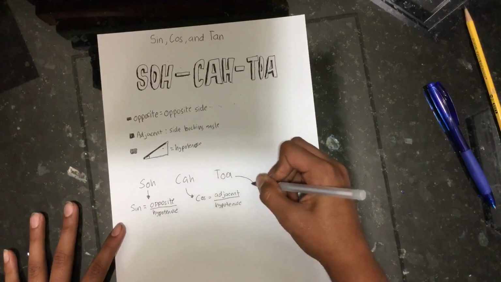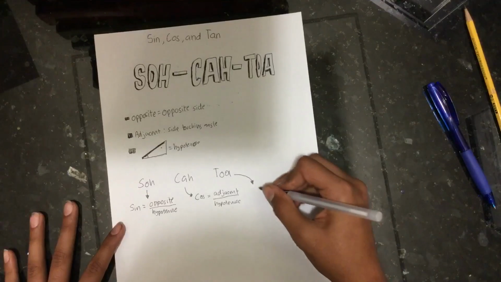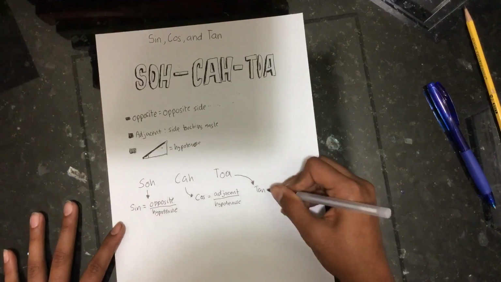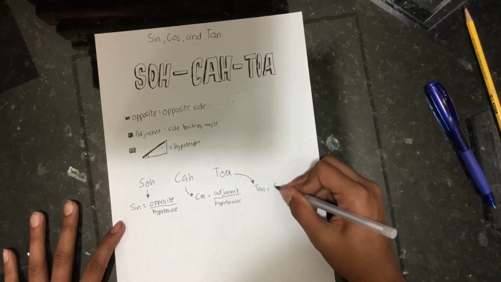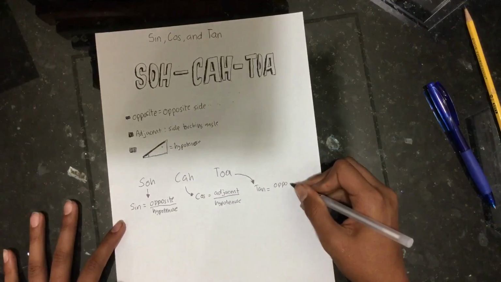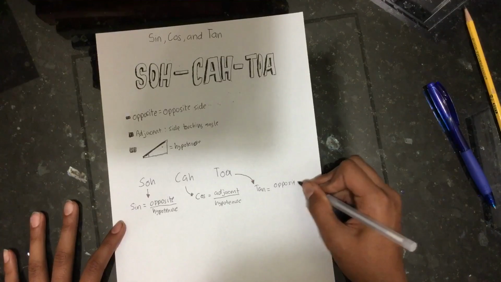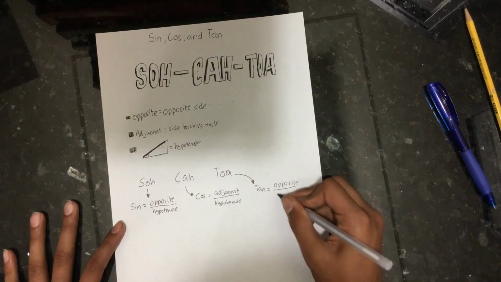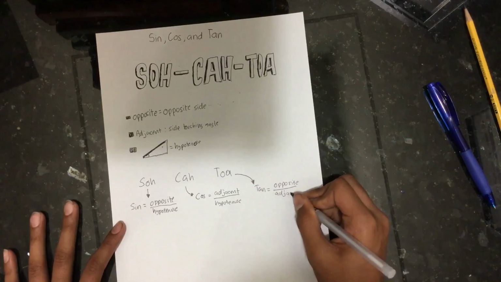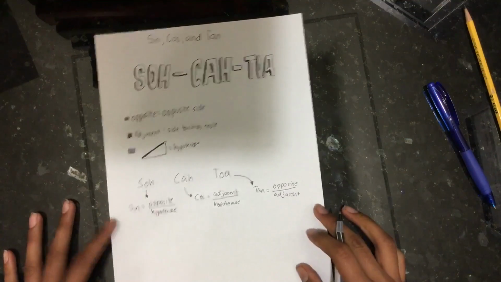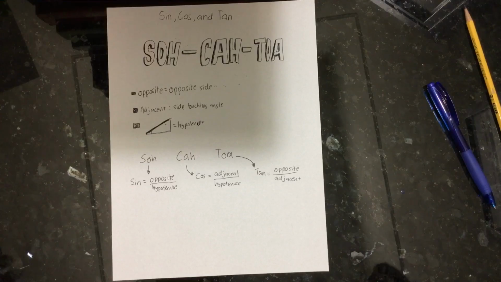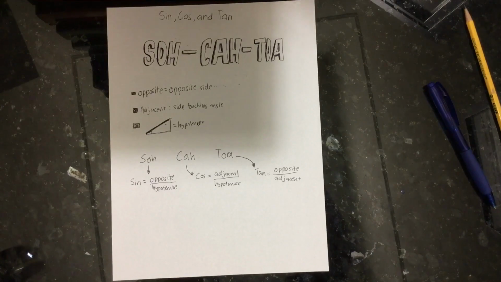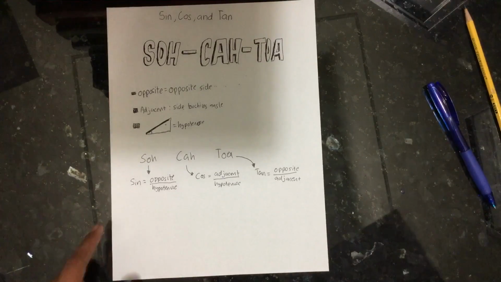And the last one is actually just Toa, which is tan is equal to opposite divided by adjacent. So that's what Soh-Cah-Toa is, and you could actually use it to solve triangle problems, which I'll be showing you in a few seconds. So since we're almost done with this paper, why not just get a new one?